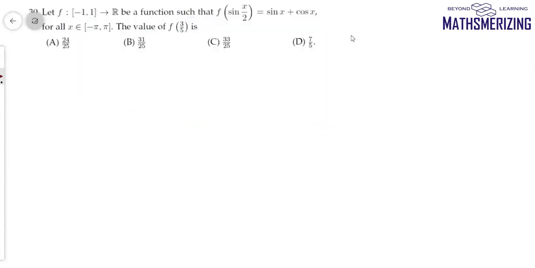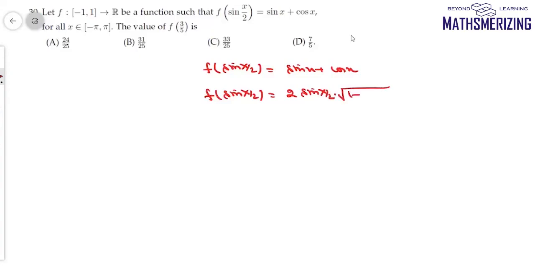In question number 30 it says this f sine x by 2, it is equal to sine x plus cos x. Now I can write f sine x by 2 as 2 sine x by 2 into cos x by 2, and I can write cos x by 2 as 1 minus sine square x by 2, and plus, now cos x is 1 minus 2 sine square x by 2.